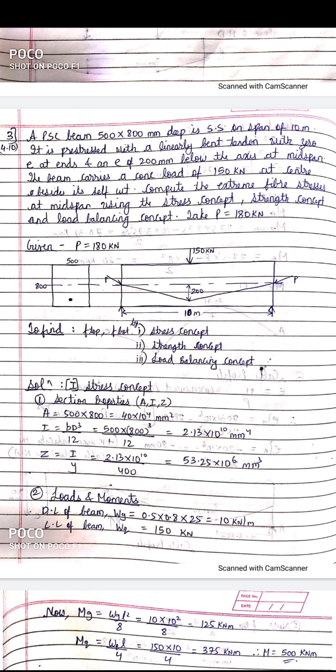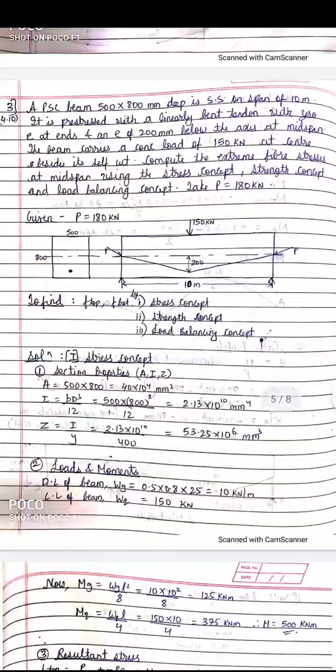So now this is a very interesting question in which you have been asked to find out the stresses with the help of all the three methods, that is your stress concept, the strength concept, and load balancing concept. So first let us draw the figure. What is given in the question, the cross section is 500 by 800 and it is a bent tendon with zero eccentricity at the supports and an eccentricity of 200 mm at the midspan. The span is 10 meters and the point load is 150 kilonewton. Okay, so we'll start with the solution.